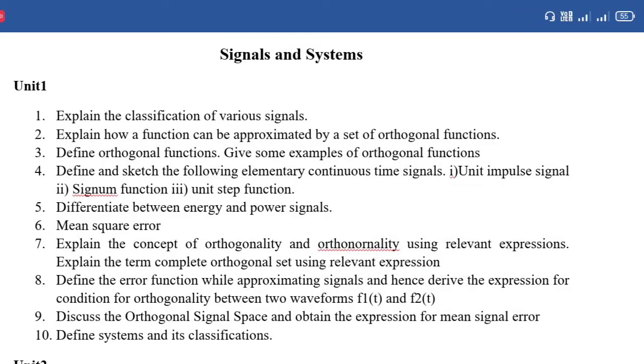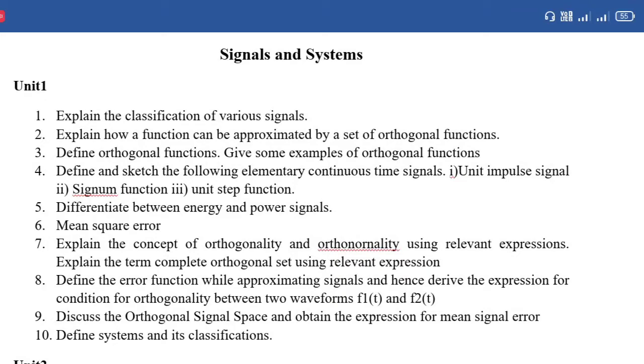Define and sketch the following elementary continuous time signals: unit impulse signal, unit step function. Differentiate between energy and power signals. Mean square error. Explain the concept of orthogonality and orthonormality using related expressions. Explain the term complete orthogonal set using representing expression.